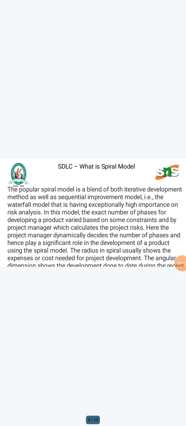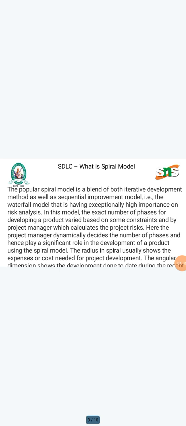This model supports the risk handling and the project is delivered in loops. Each loop in the spiral model is a phase of software development process. What is spiral model? The popular spiral model is a blend of both iterative development method as well as sequential improvement model, the waterfall model, that is having especially high importance on risk analysis.